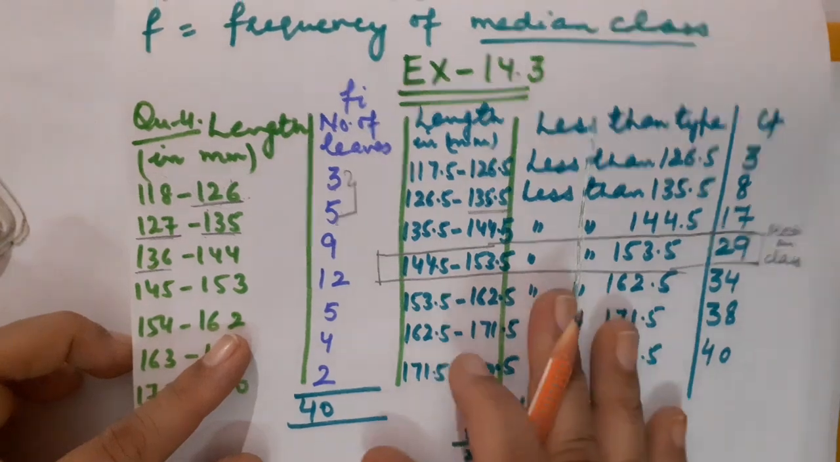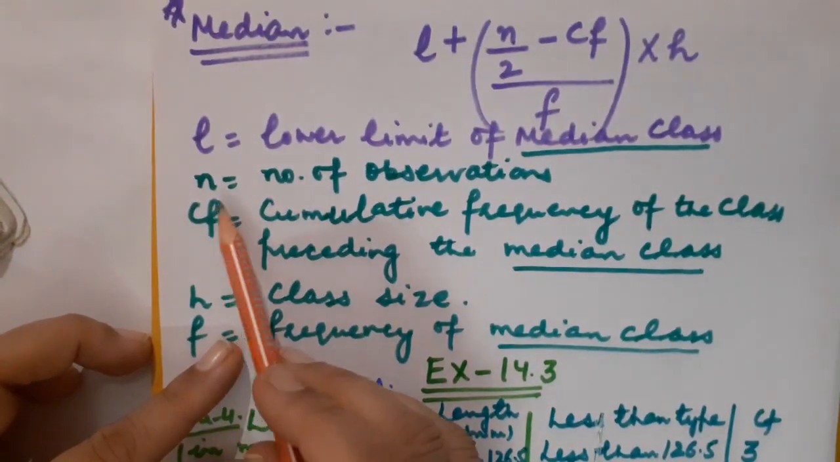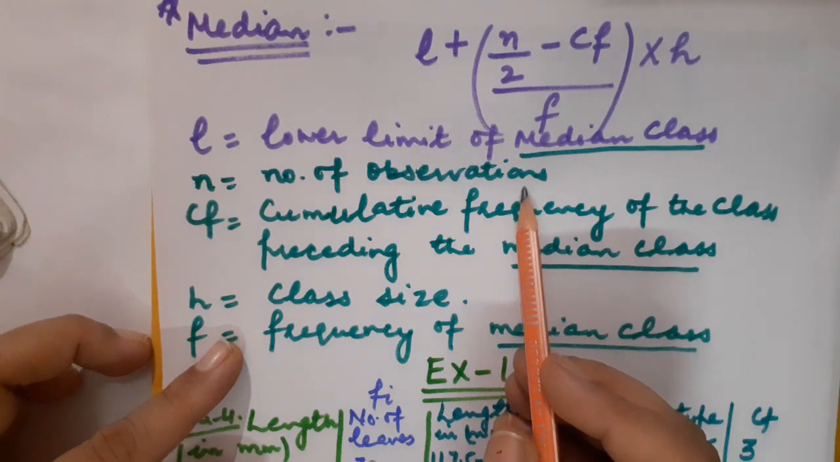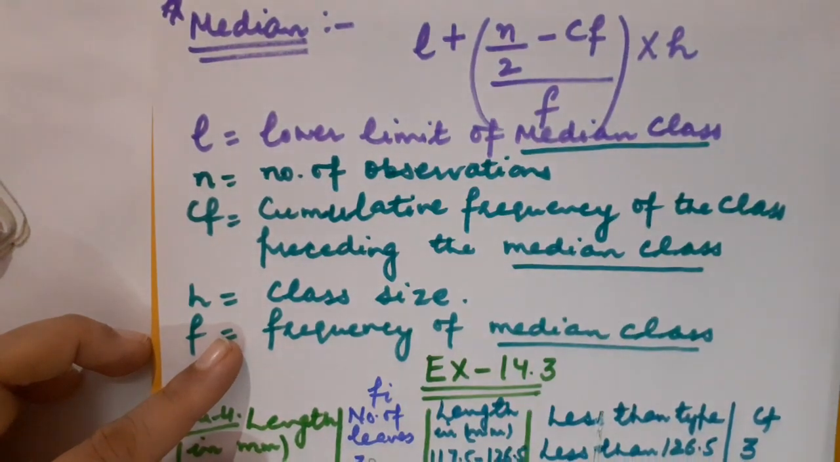Correct? Now next is, and you know number of observations very well. How many are they in number? That is 20.